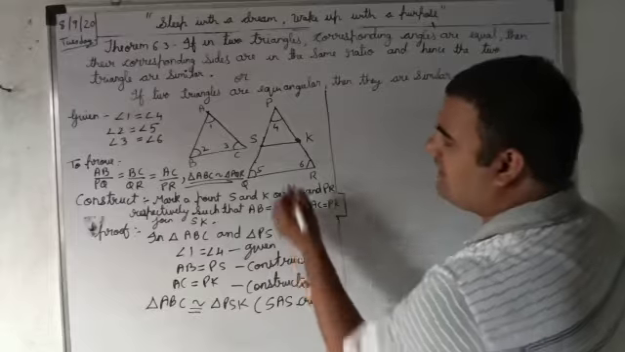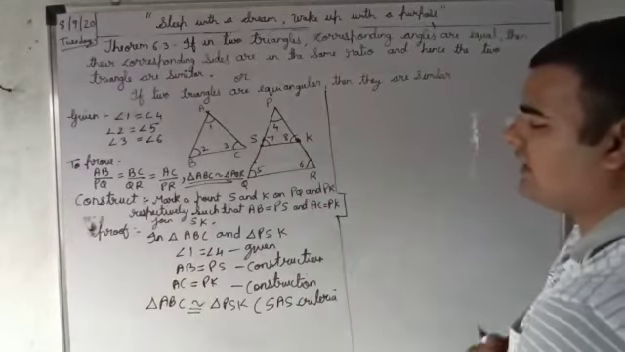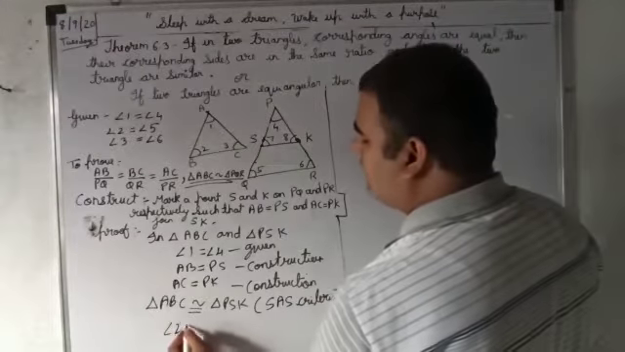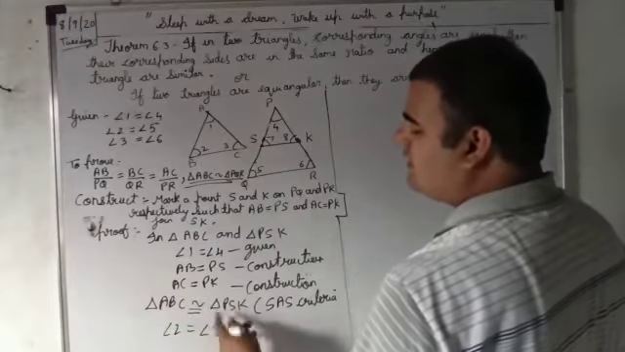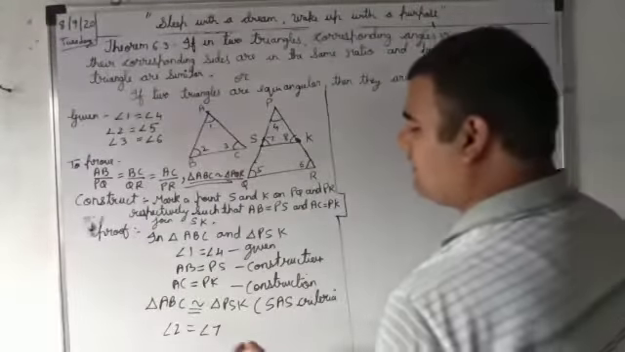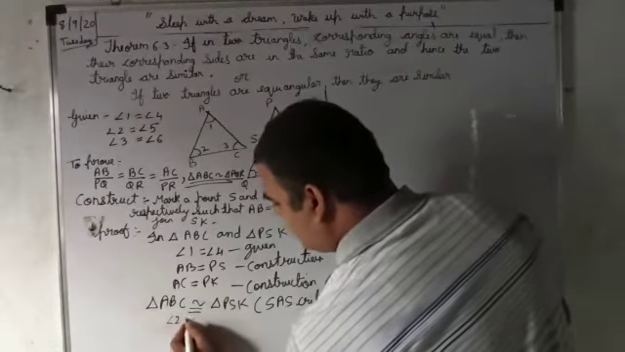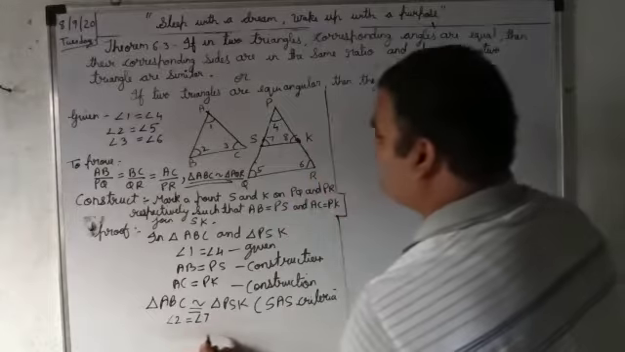We name these angles as 7 and 8 for our convenience, and now we can say angle 2 equals angle 7. Since these two triangles are congruent, ABC is congruent to PSK, angle 2 equals angle 7, and we can also say, first I will write angle 2 equals angle 7, and next one is what?